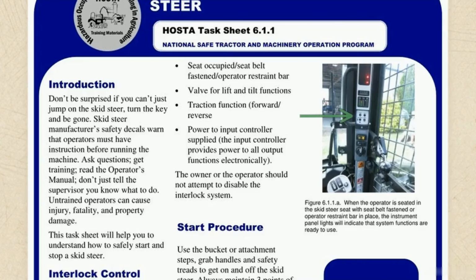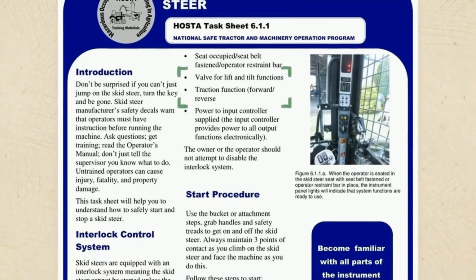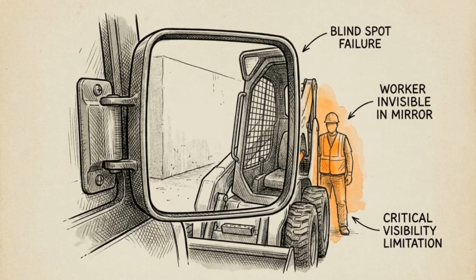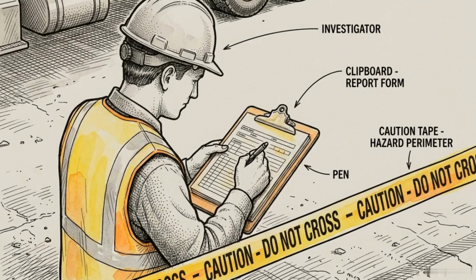Check the interlock display for green lights. This confirms the seat bar and hydraulics are ready for use. Once the lift, tilt, and traction functions are unlocked, start the engine at a low idle and check your surroundings before moving. Failing to verify these blind spots can lead to a runover accident, resulting in loss of life and the high likelihood of criminal prosecution.